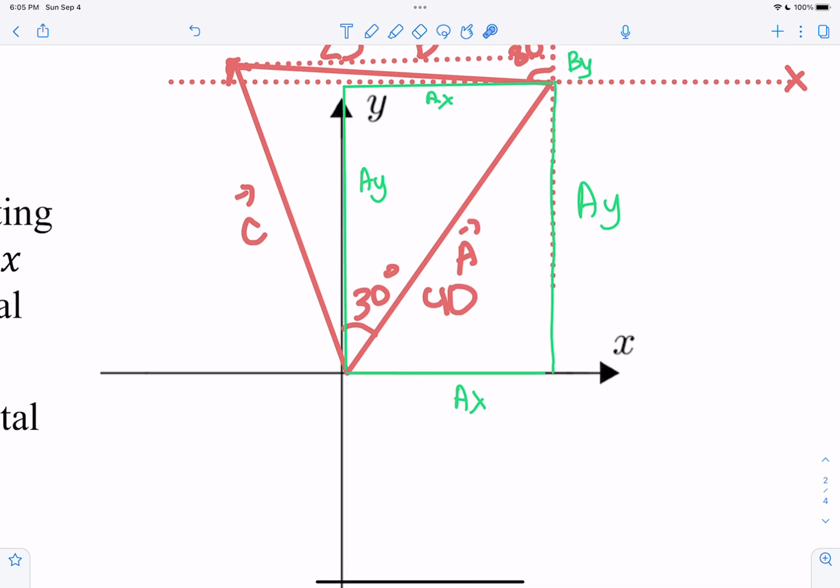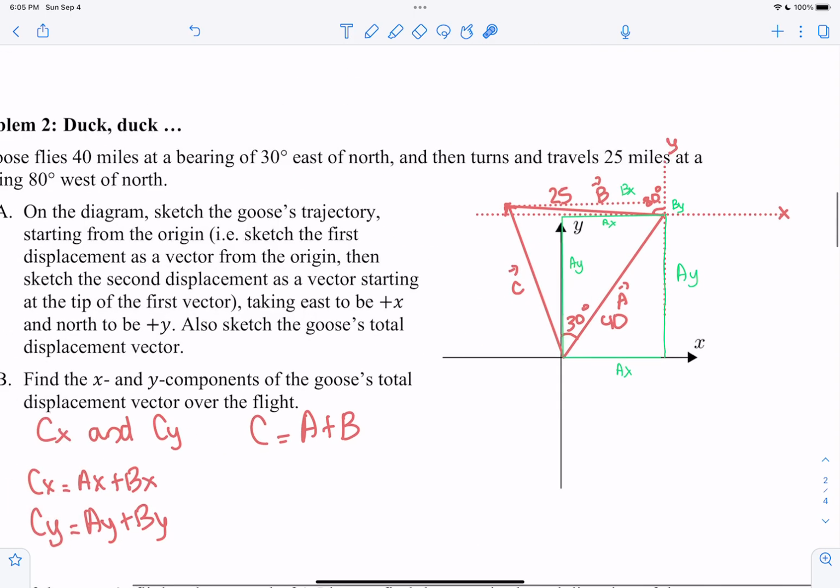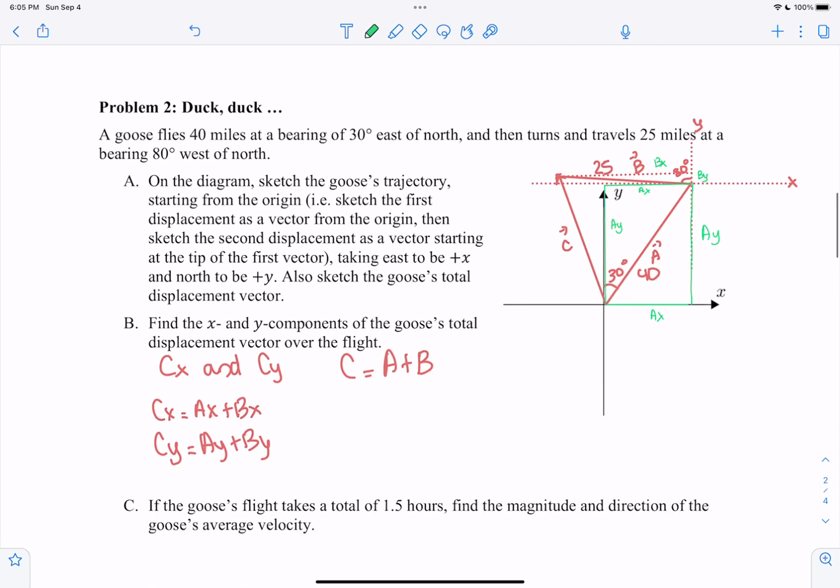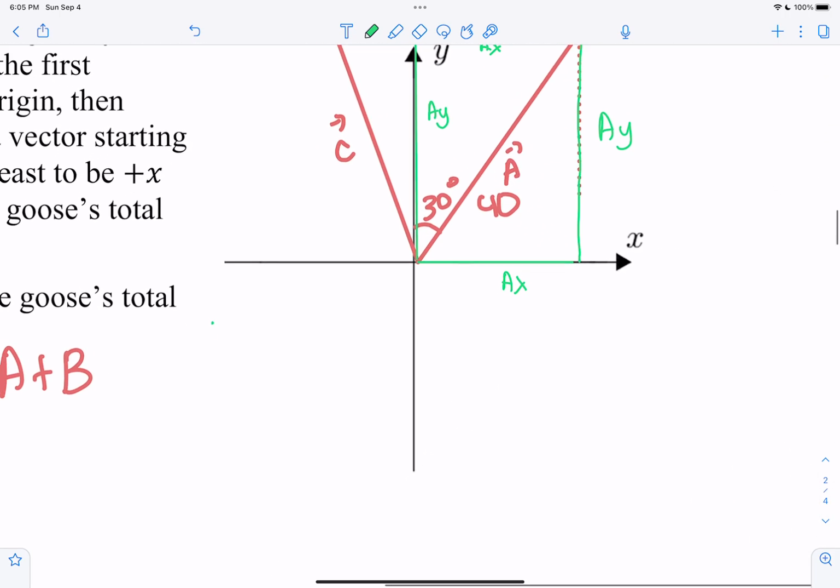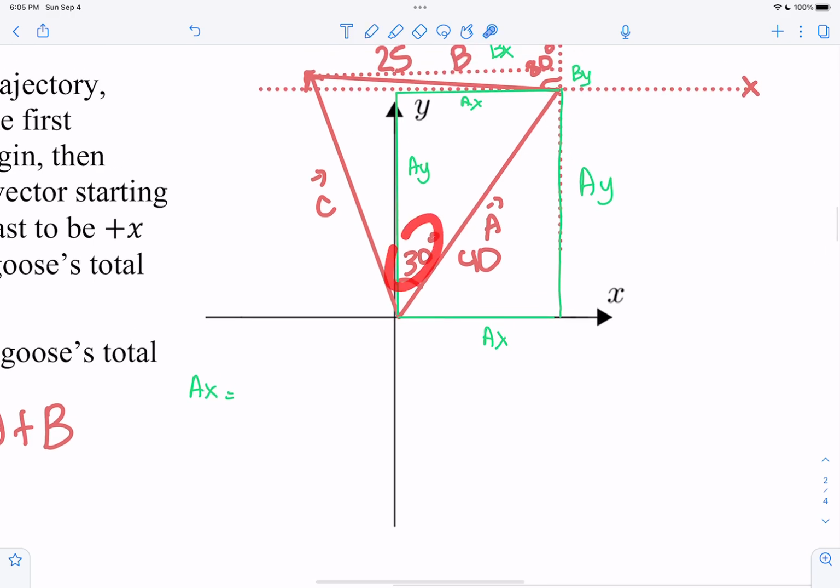So if we wanted to find out, let's start off with A first. So ax is unknown. I want to figure out ax. How can I figure out ax from the angle that I have and the value of the overall vector there?